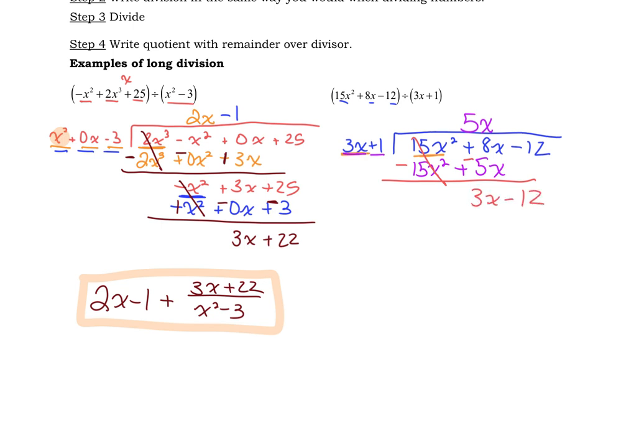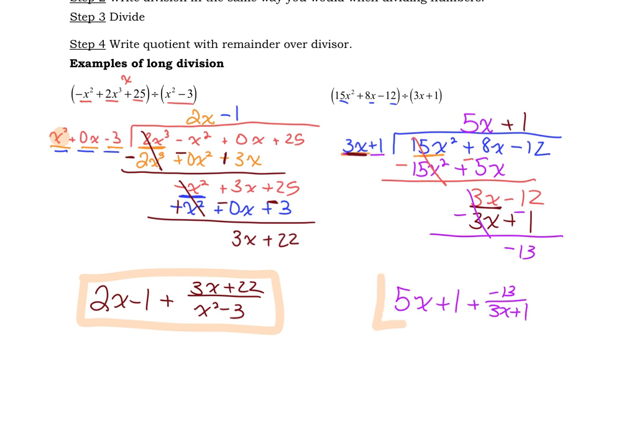Now I start all over again. Focus on the front and the front. 3x times what is 3x? Well, it's 3x, so I need a 1. 1 times 3x is 3x. 1 times 1 is 1. Don't forget, even on the last, draw your line, change all your signs. This is negative 13. So this solution is 5x plus 1 plus a negative 13 over 3x plus 1. And that is my long division.